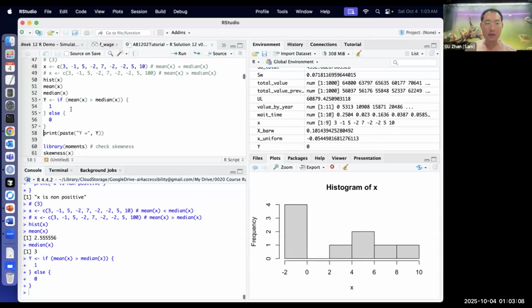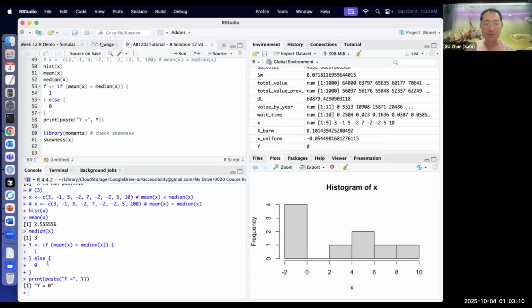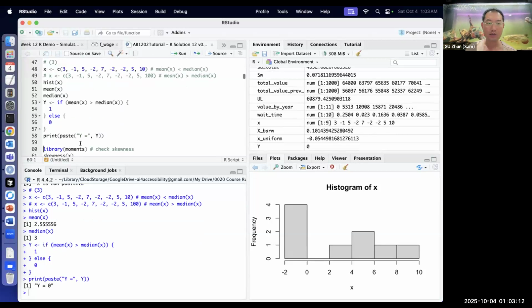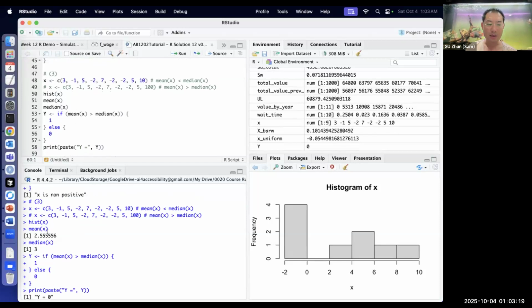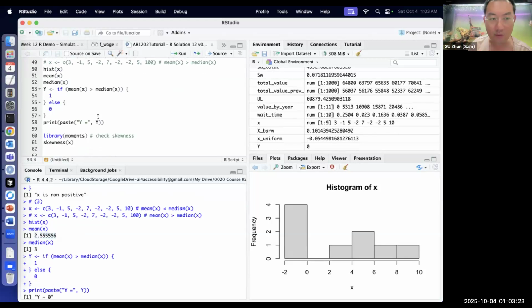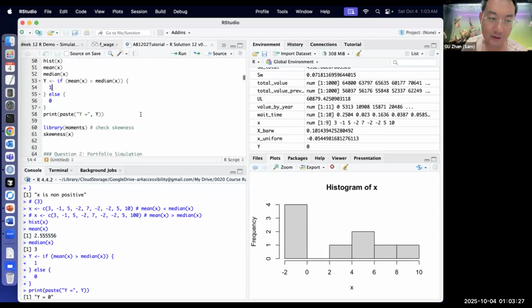To run it, you then display y is 0 because your mean of x is lesser than the median of x. So basically here is for you to practice how to write if condition clauses. This is something you need to practice.